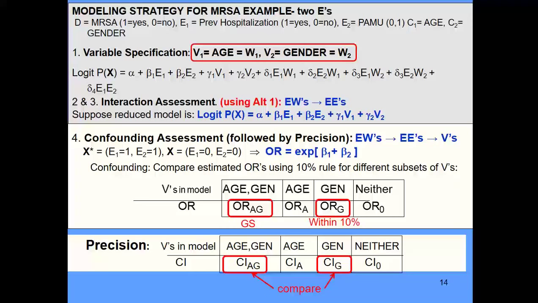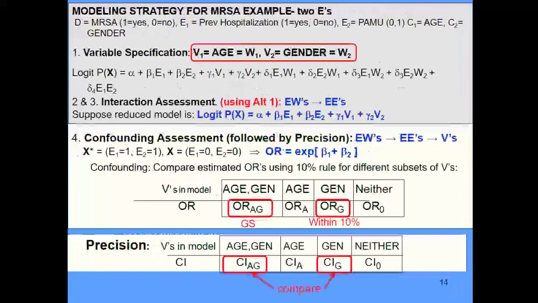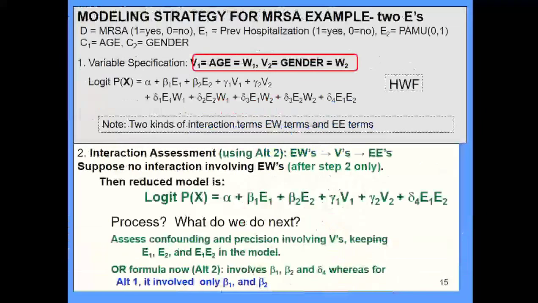Now, you're going to say to yourself, I didn't do a whole bunch of other things I could have done, but I'm trying to make this as simple as possible to show you how it could be done. Okay, that's alternative one. I'm showing you how you could work with alternative one to come up with a final model. Now, let's talk about alternative two.